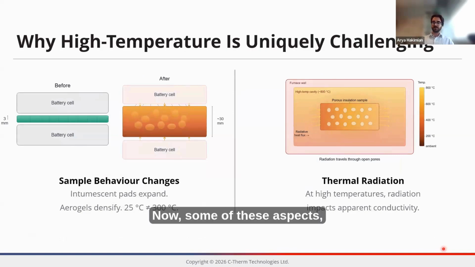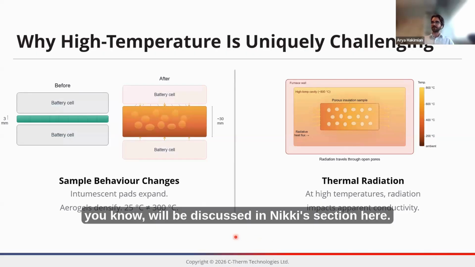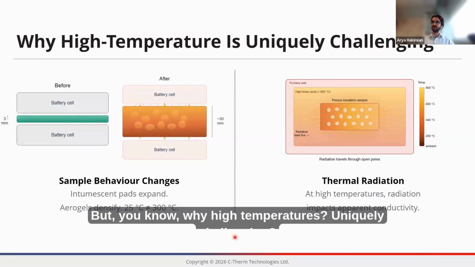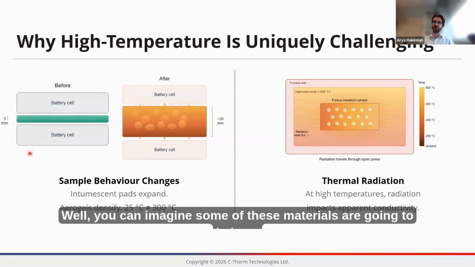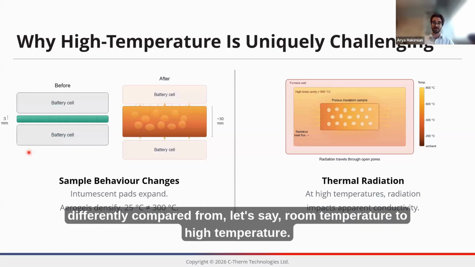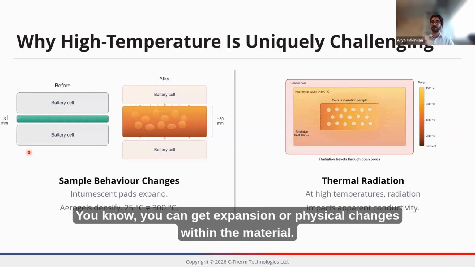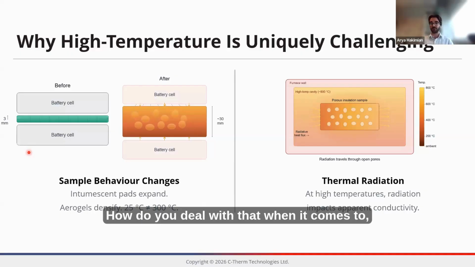Now, some of these aspects will be discussed in Nikki's section here, but why is high temperature uniquely challenging? Well, you can imagine some of these materials are going to behave differently from, let's say, room temperature to high temperature. You can get expansion or physical changes within the material. How do you deal with that when it comes to, again, setting up the system for measurement?